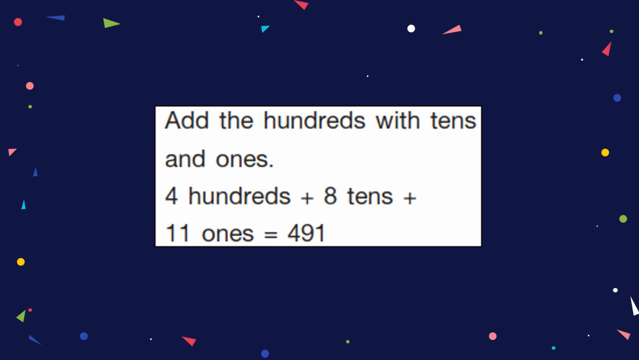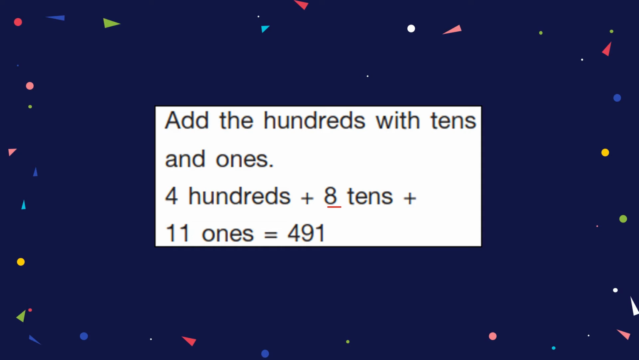Now, for the last step, we're going to add the hundreds with tens and ones. So 400s plus 8 tens plus 11 ones. Since we have 11 ones, 11 ones is equal to 10 plus 1. So we're going to move the 10 in the tens place. So 8 will become 9.